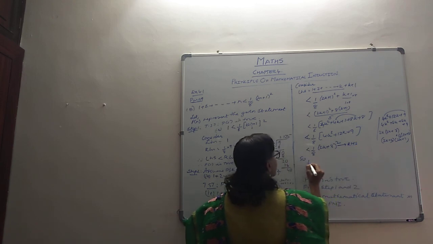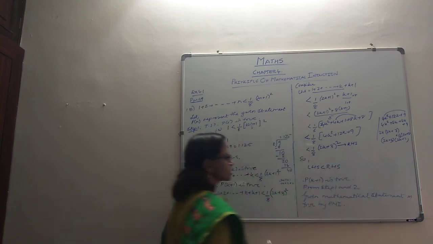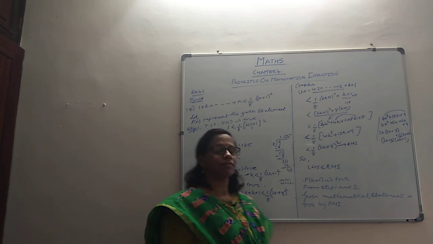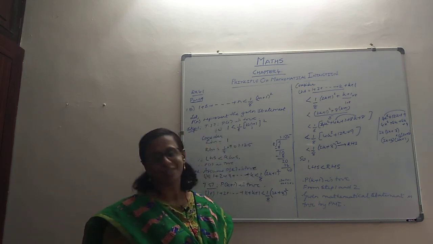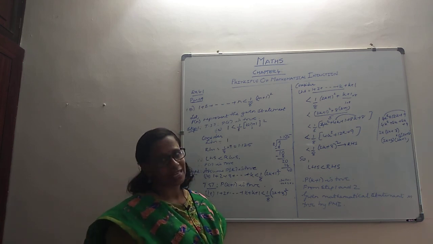So what do we have? We have LHS worked out to be less than RHS, and that is how P(k plus 1) is true. So from steps 1 and 2, the given mathematical statement is true by the principle of mathematical induction. That's our first inequality problem. The remaining we will be taking up in the next part. Thank you.